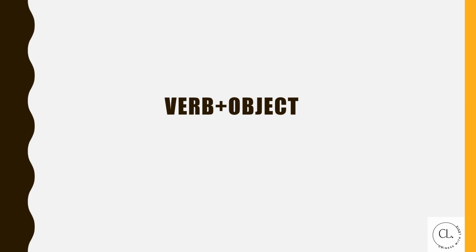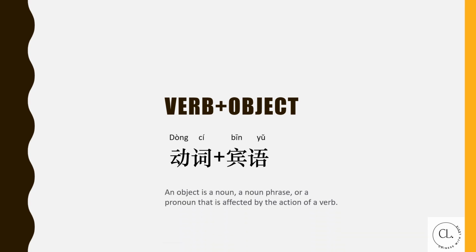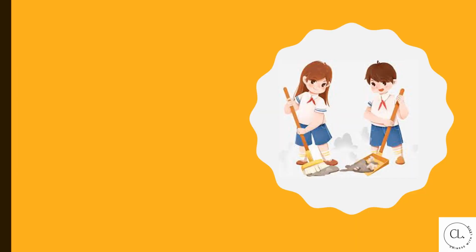Okay, since we all know that Chinese and English have some similar grammar. In English, we have verb and object. Also in Chinese, we have verb and object. 动词 is verb, 宾语 is object. For someone who doesn't know, an object is a noun phrase or a pronoun that's affected by the action of a verb. Okay, so let's look at the first picture.